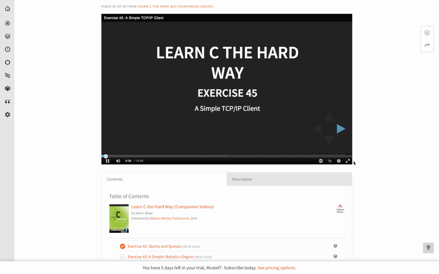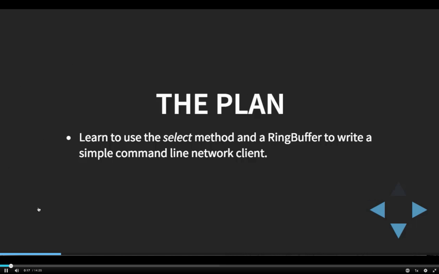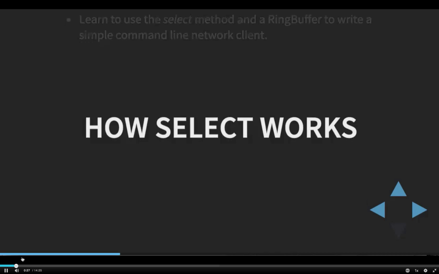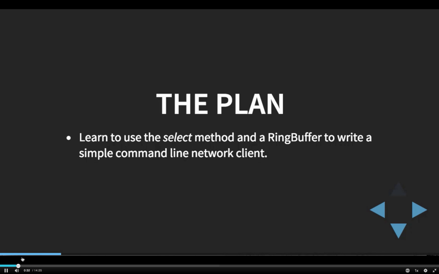Learn C the Hard Way, exercise 45. We're doing another little break where you're actually going to use the ring buffer and some of the other elements of this little library you're creating to create a simple network client. So you're going to learn to use the select method and a ring buffer to write a simple command line network client. But what I'm also going to do is show you in the code review how to combine the light impression code review with the formal code review.